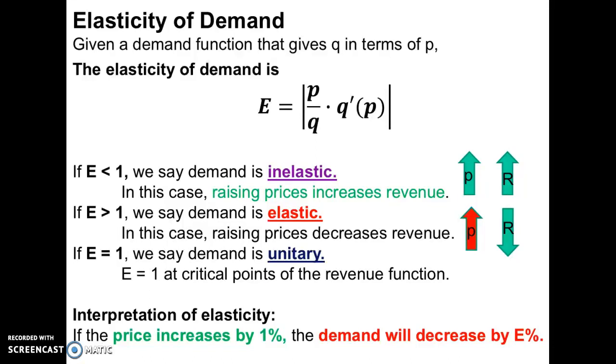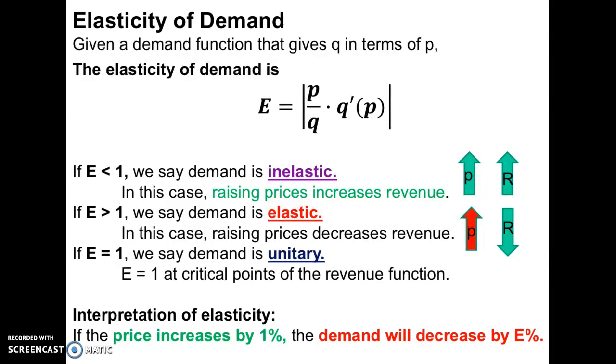If that E value, elasticity of demand, is 1, we say the demand is unitary. E equals 1 is going to happen at critical points of the revenue function, and this is where the revenue function is going to be the highest. Here's our interpretation of elasticity of demand.